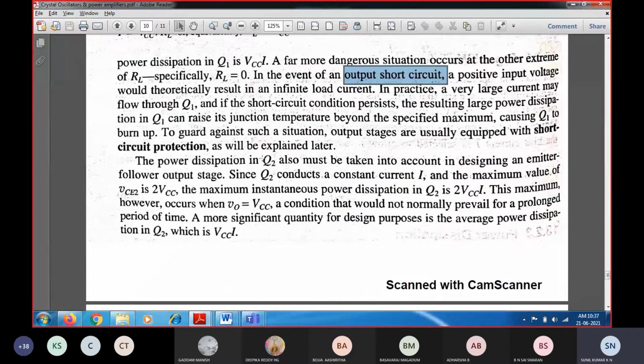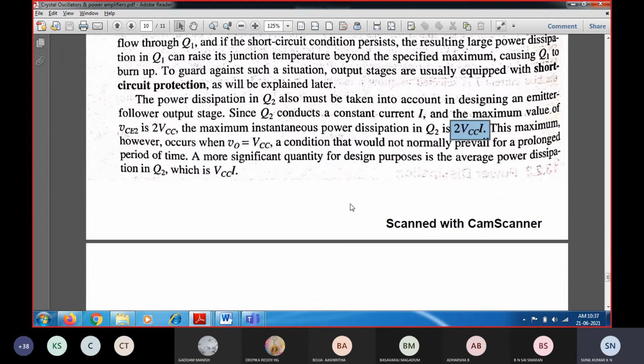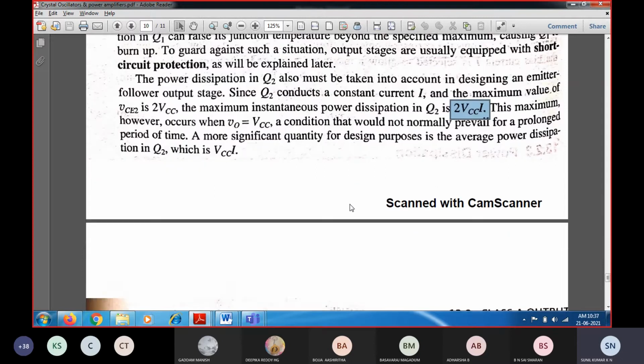So the power dissipation in Q2 will be taken into account, same as I told. During the negative half cycle, the maximum value of the current in VCE2 will be equal to 2 times of VCC into I. So this is the amount of maximum current. The maximum power dissipation during the negative half cycle is VCC into I, and the positive half cycle is also VCC into I. So the total maximum power dissipation will be equal to 2 times of VCC into I.